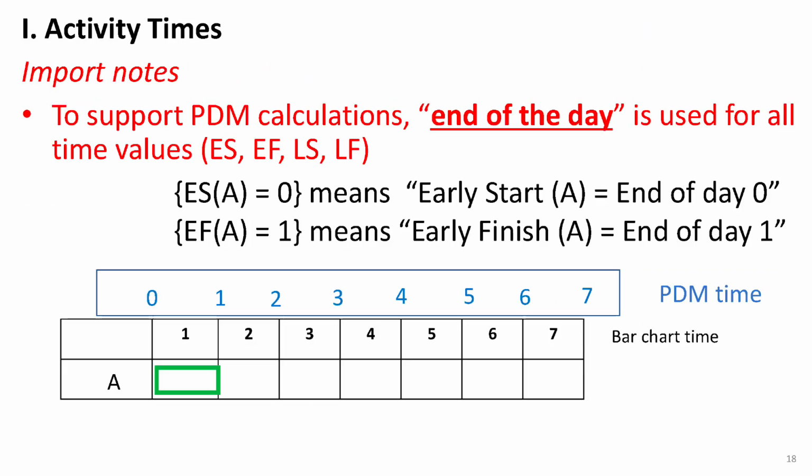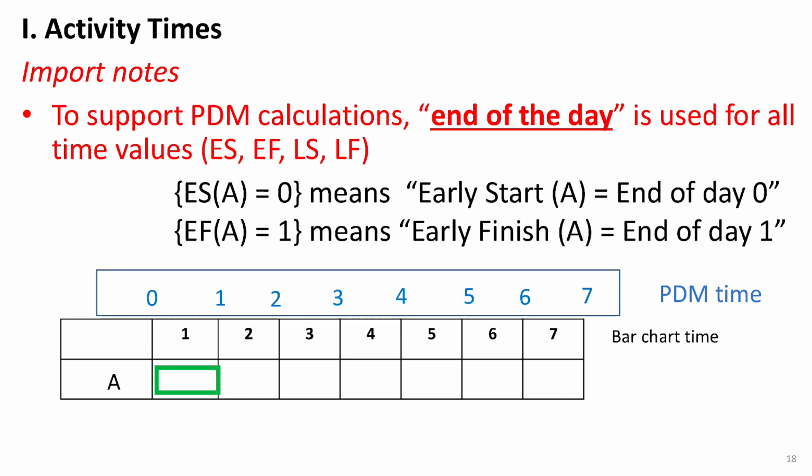As mentioned earlier, to support mathematical calculations in PDM, we use the end of day as a reference for all activity times. These times should be understood as specific time points. For example, an early start, ES, of 0 means the activity starts at the end of day 0, while an early finish, EF of 1, means the activity finishes as early as at the end of day 1.